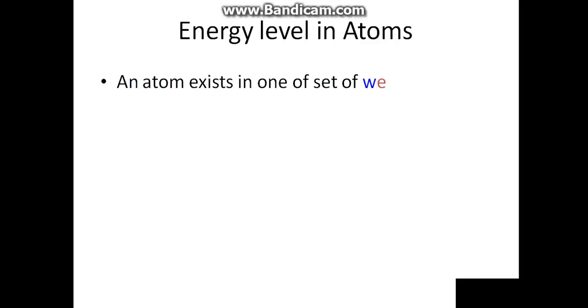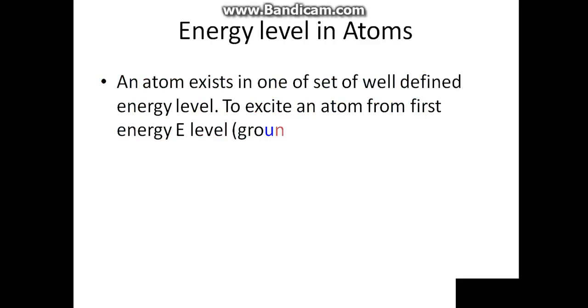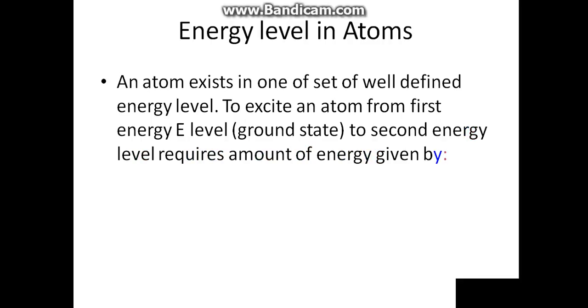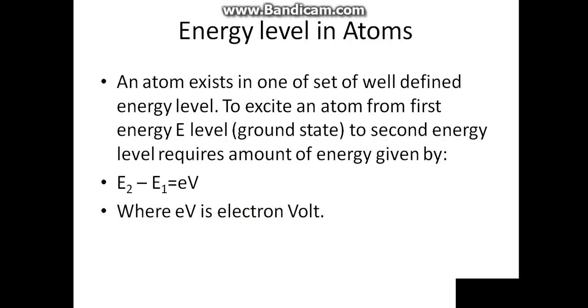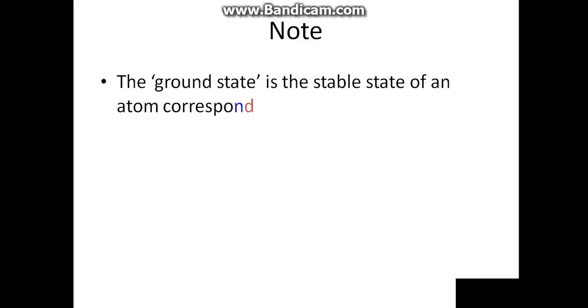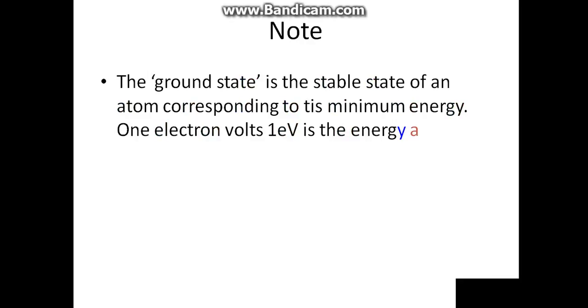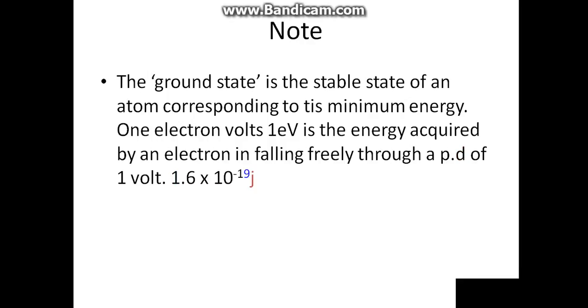Energy levels in atoms. An atom exists in one of a set of well-defined energy levels. To excite an atom from the first energy level, the ground state, to the second energy level, the required amount of energy is given by E2 minus E1, equal to eV, where eV is the electron volt. Note: the ground state is the stable state of an atom corresponding to its minimum energy.